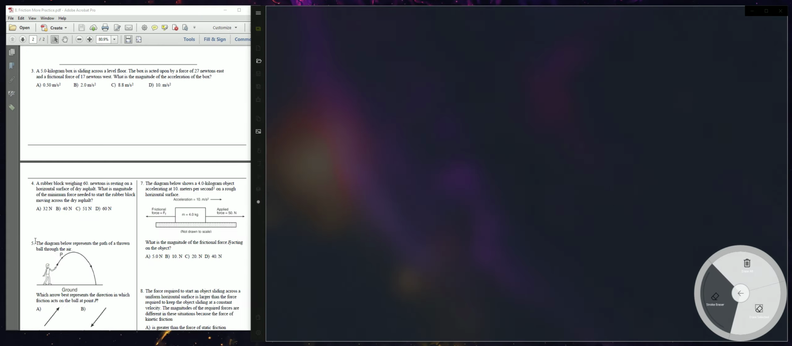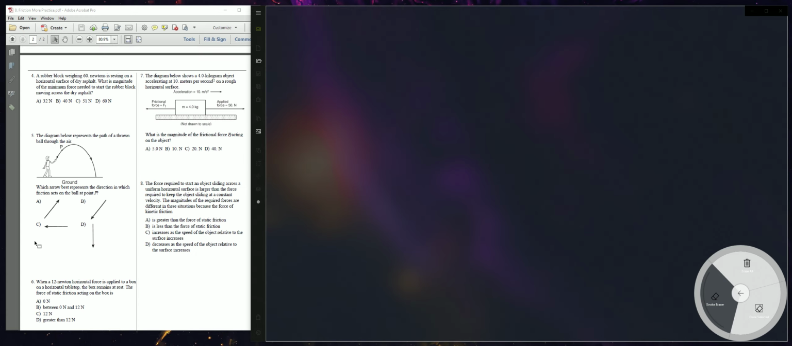Number 4. A rubber block weighing 60 newtons. So that's your force through gravity, right? We know that force through gravity is our weight. They're synonymous. It is resting on a horizontal surface of dry asphalt. What is the magnitude of the minimum force needed to start the rubber block moving across the dry asphalt? So they want to know the minimum force required, which means they want to know the maximum static frictional force that the block has, right?